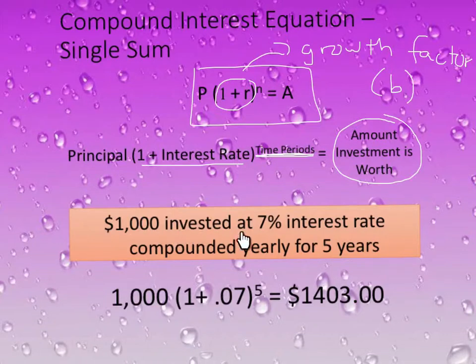We have $1,000 invested at a 7% interest rate compounded yearly for 5 years. So every year you are investing $1,000 and you're gaining a 7% interest rate on it. To show that, we take 1,000, the principal amount originally invested. We take 1 plus the rate, which is 0.07. This is 5 years, so it's to the 5th power because we're working in years here for n. And there you would get $1,403. So this is what our total investment is worth.